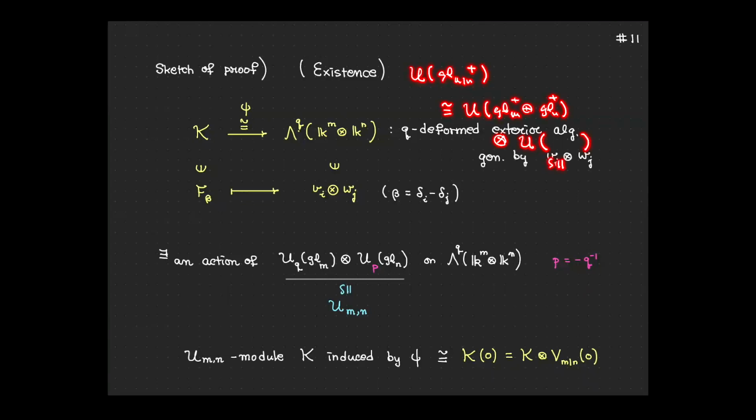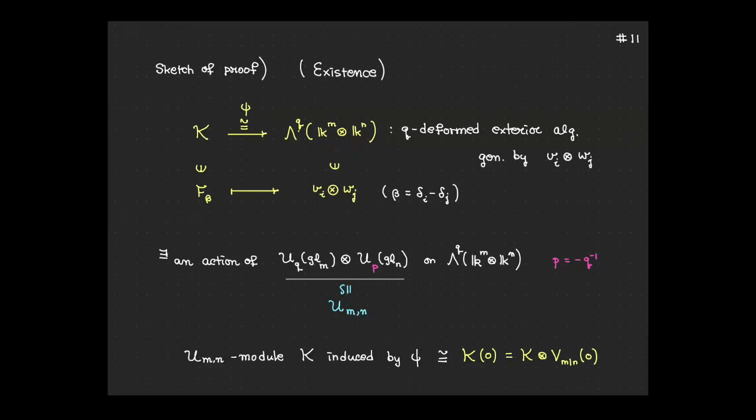Then we have seen that we can check easily that it is actually isomorphic to the exterior algebra generated by C^m tensor C^n star, the dual. Anyway, it was just the exterior algebra. So in this case, we are now considering the q-deformation, and we can check that this algebra K is actually the q-deformed exterior algebra generated by this m times n dimensional space.